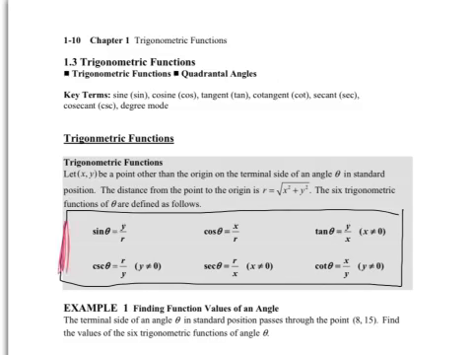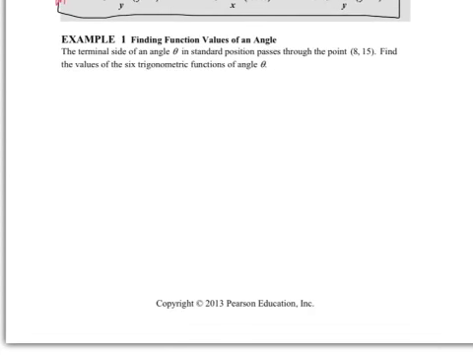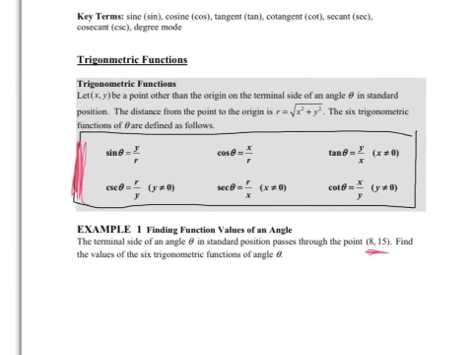If we go down to example 1 here, it says the terminal side of an angle theta in standard position passes through the point (8, 15). Find the value of the 6 trigonometric functions of the angle theta. And the 6 trigonometric functions that they're talking about are again these right here. So you're going to have to keep those in mind as you're looking through the example.